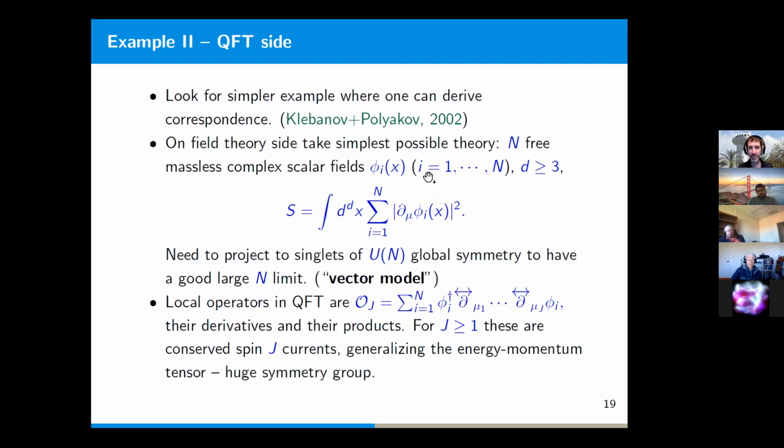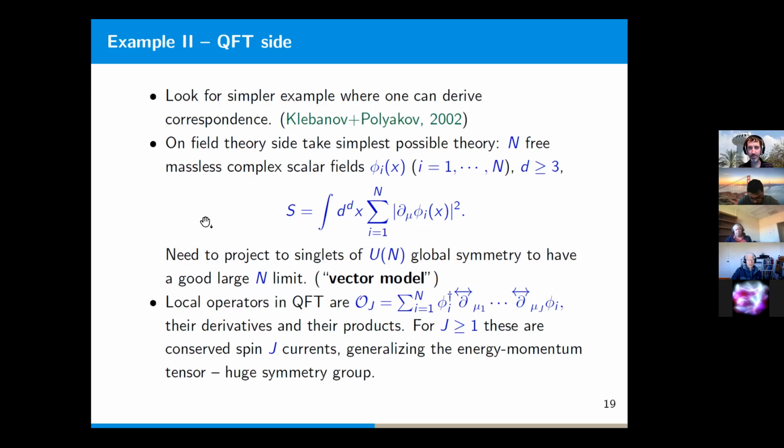In this case, on the field theory side, we really take the simplest possible theory, just N free massless complex scalar fields phi_I of x, and the action is just the action of these N free massless scalar fields. It can be in any number of dimensions bigger or equal to 3. So we just have these N free scalar fields.